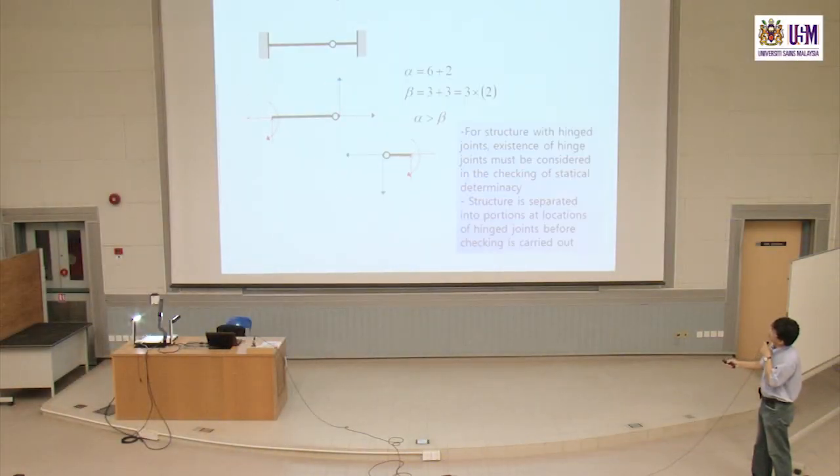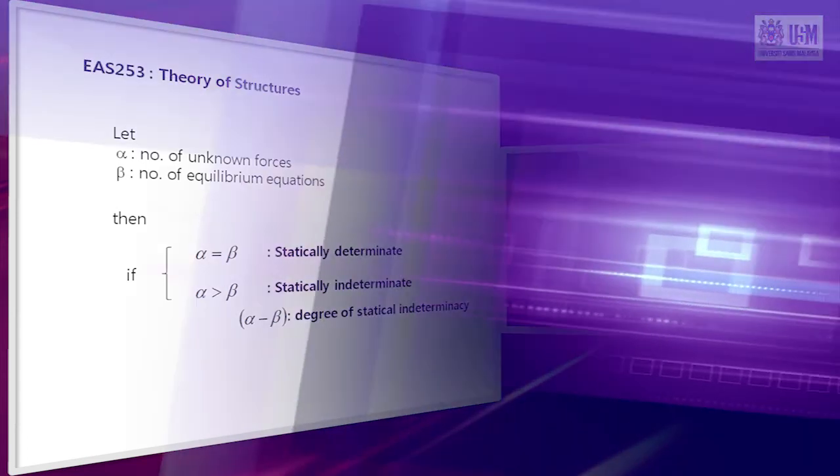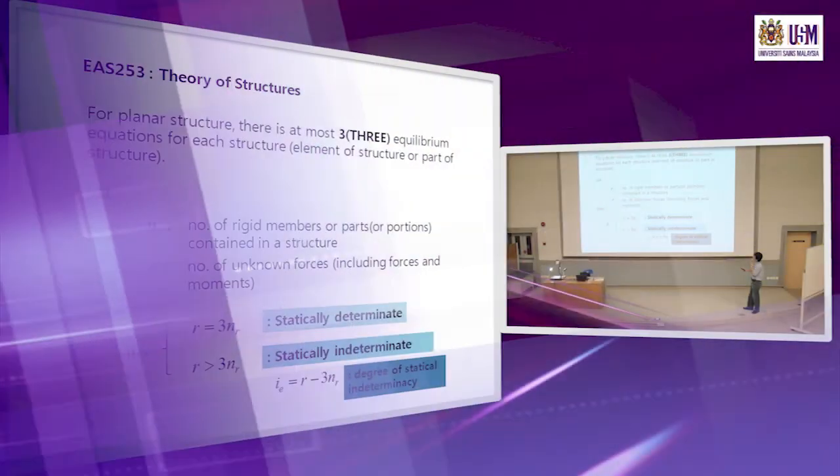Because initially we make use of this for checking: alpha, where alpha is equal to beta, alpha being the number of unknown forces and beta the number of equilibrium equations. Now we look at a similar equation, but a different way, where you have to cut the structure.